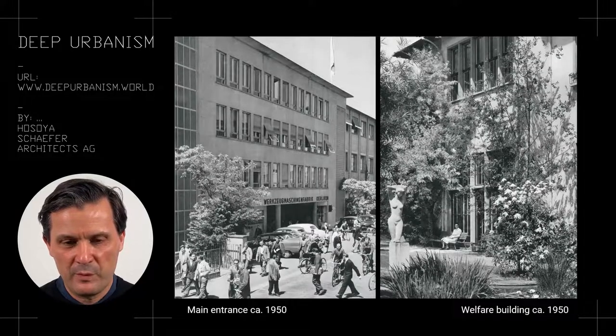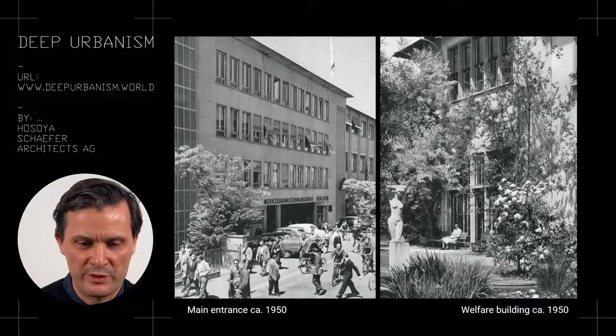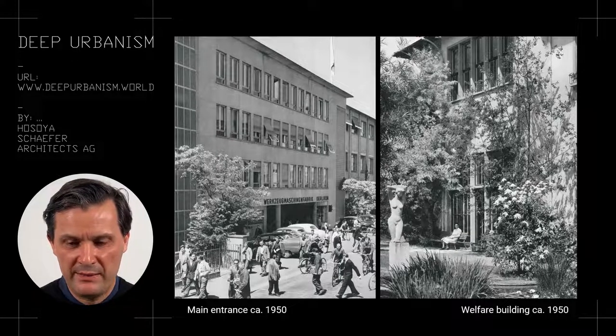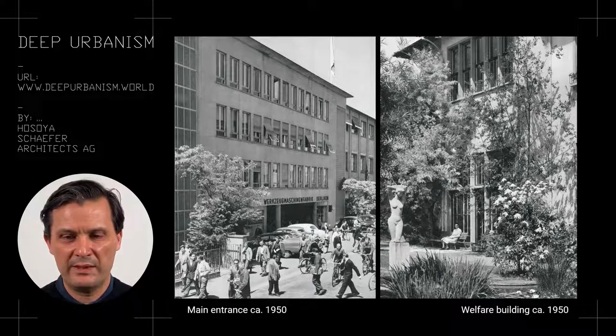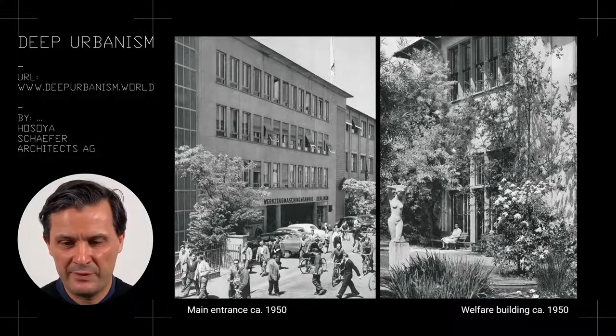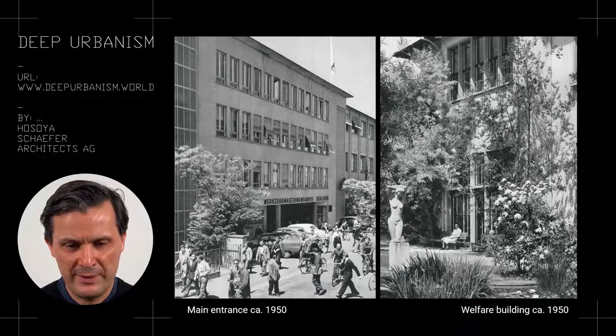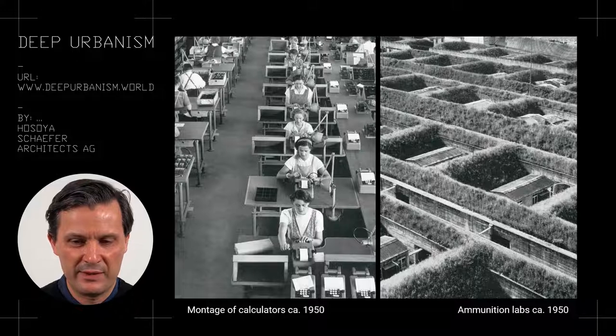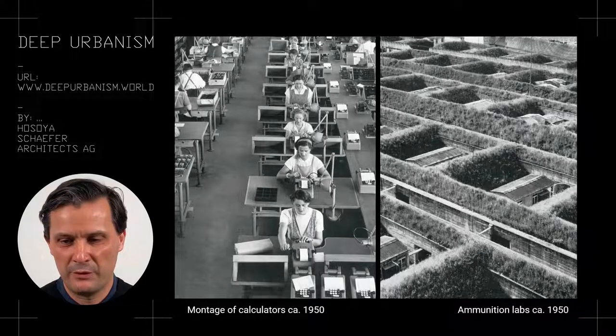Companies which were at that time of course quite enlightened, which were interested in the welfare of their workers. For example, here with that welfare building on the right-hand side with a beautiful park around it, which still exists today. And this entrance door into this entire site on the left, where people on the one hand produced calculators on the left-hand side, but also ammunition on the right-hand side.